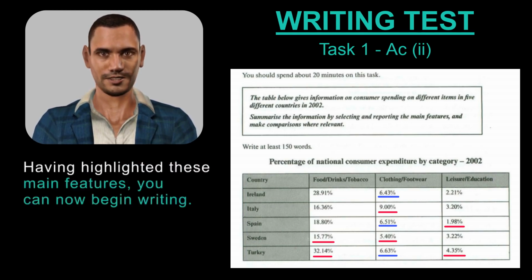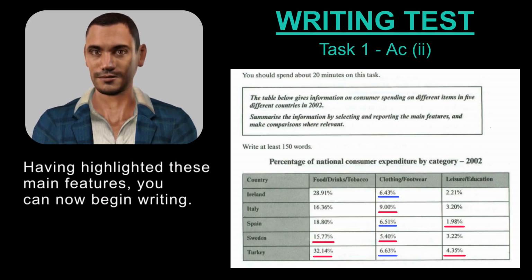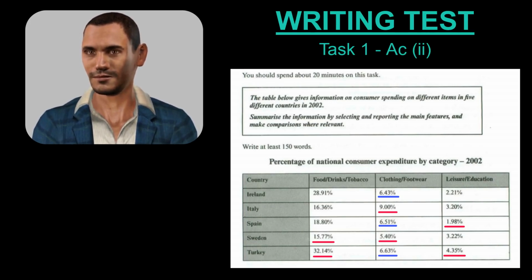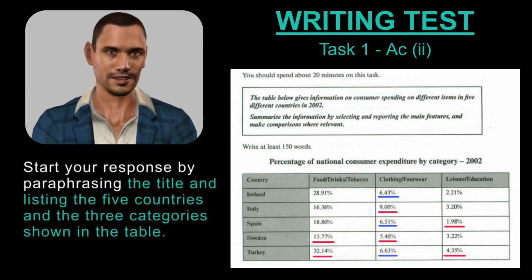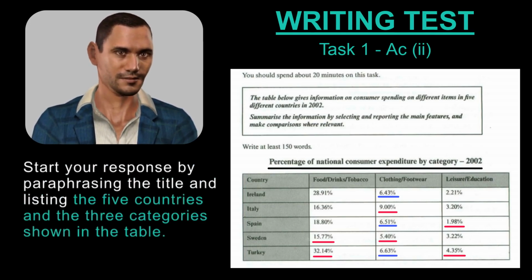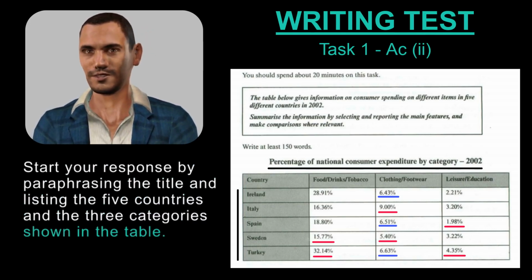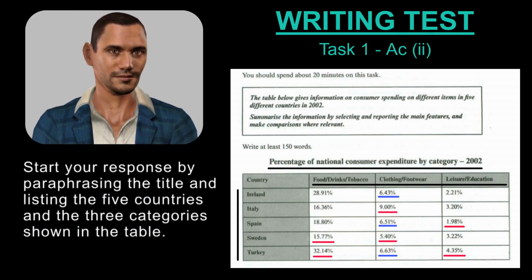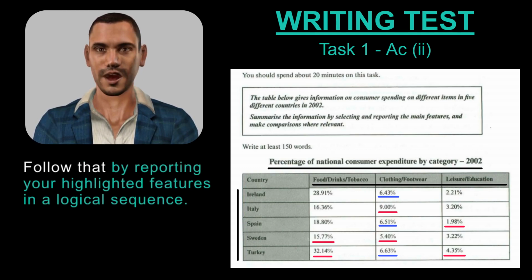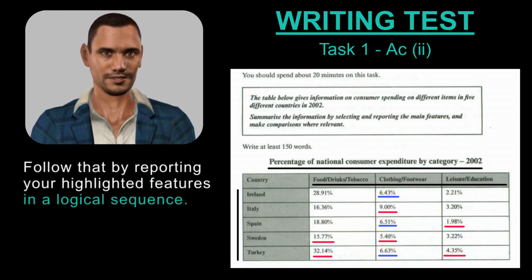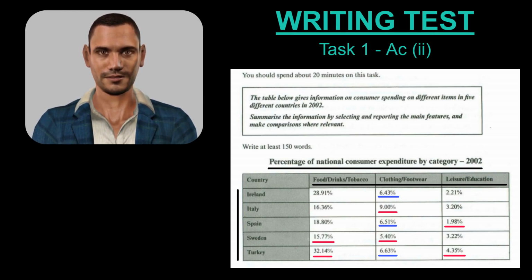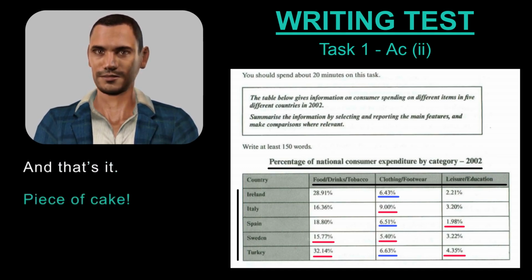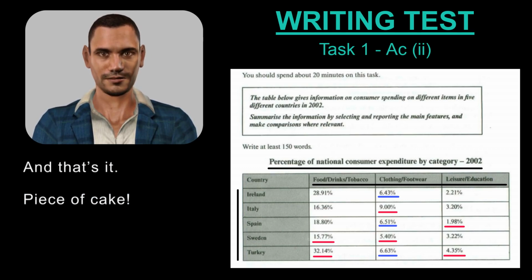Having highlighted these main features, you can now begin writing. Start your response by paraphrasing the title, and listing the 5 countries, and the 3 categories, shown in the table. Follow that by reporting your highlighted features in a logical sequence. And that's it. Piece of cake.